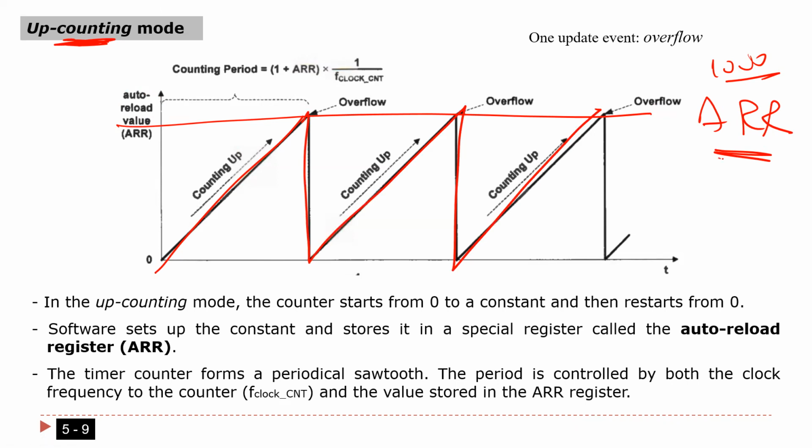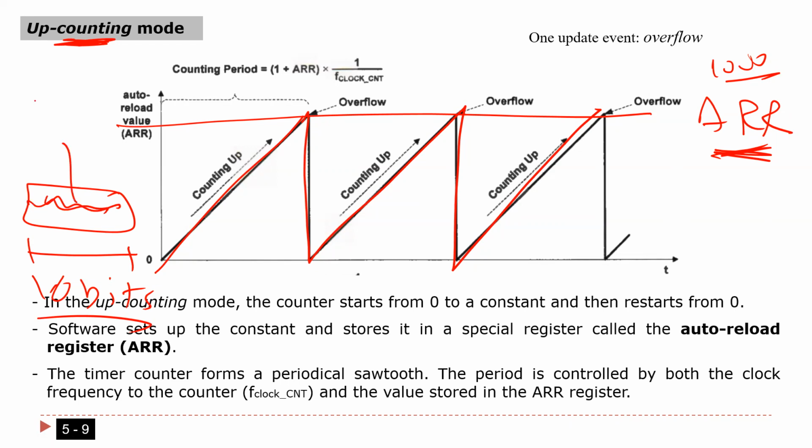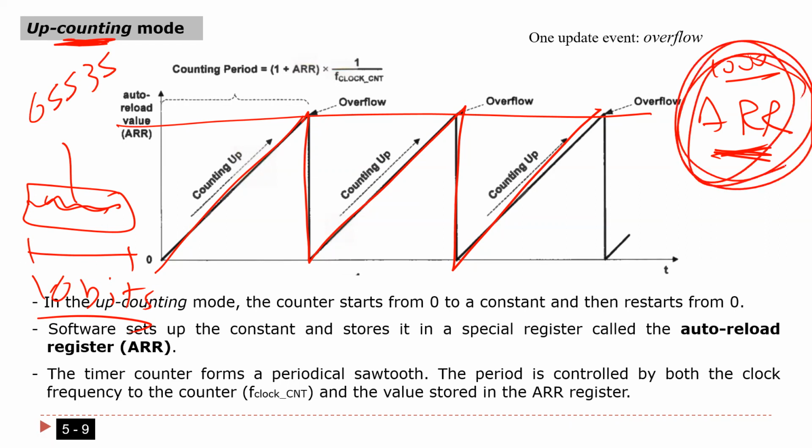ARR is a register. Also, you have to keep in mind our counter is actually 16 bits. That means the maximum value you can put here is 65535, which is all ones in binary. So when you select ARR, you can select any value as long as it is less than or equal to 65535. It cannot be more than that, because the counter cannot count more than that. This is the maximum for the count.